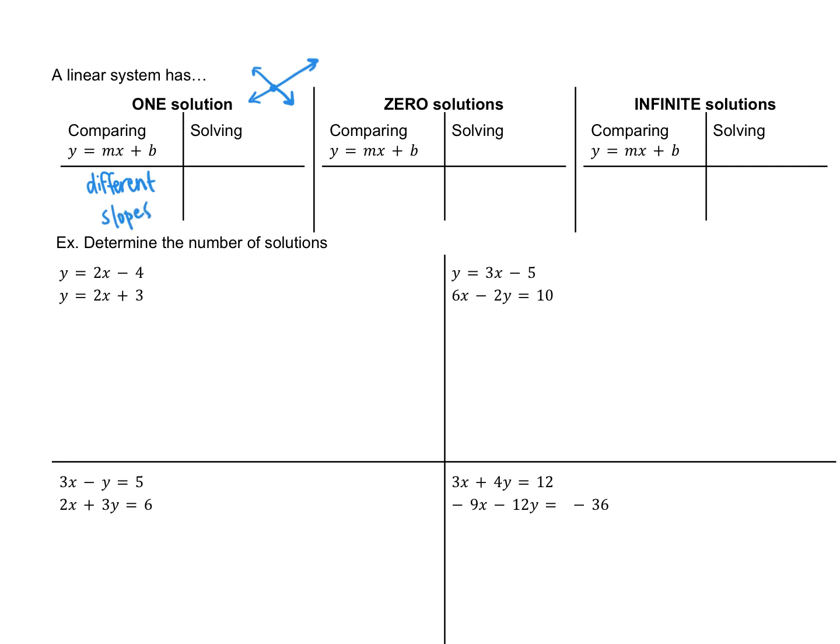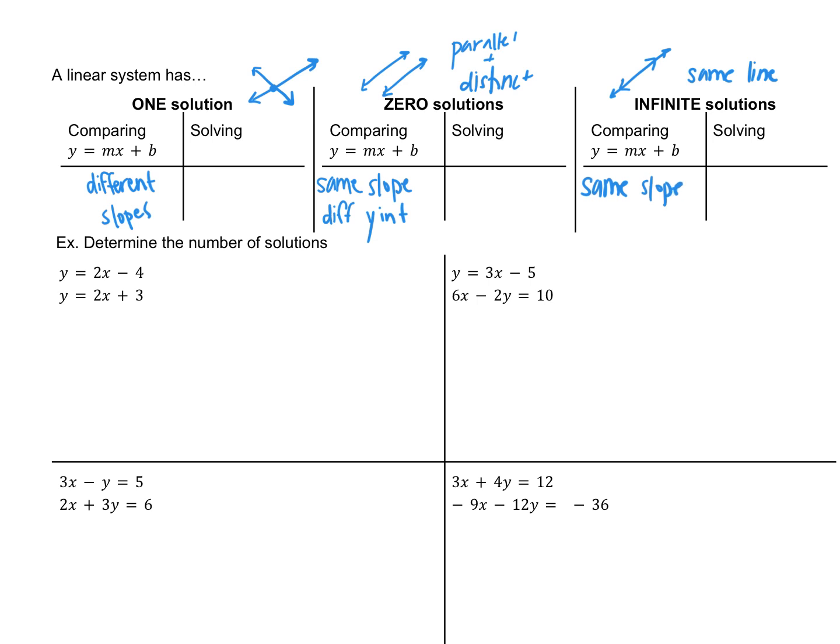If you have 0 solutions, you have lines that are parallel and distinct. So they will never touch. If they're parallel, they have the same slopes. But if they're parallel and distinct, they have a different y-intercept. And finally, infinite, you have the exact same line. It's one on top of the other. Which means we're going to have the same slope and y-intercept.